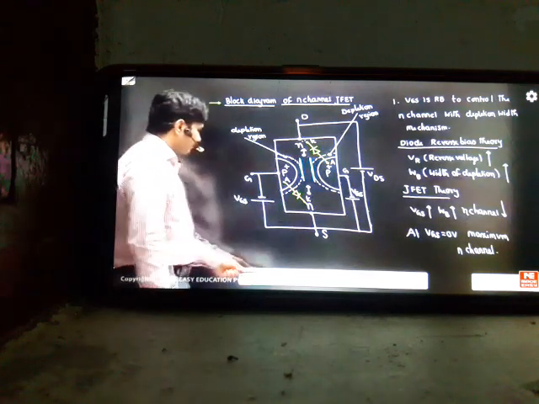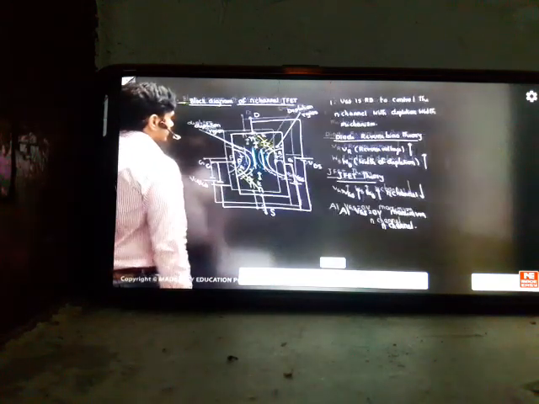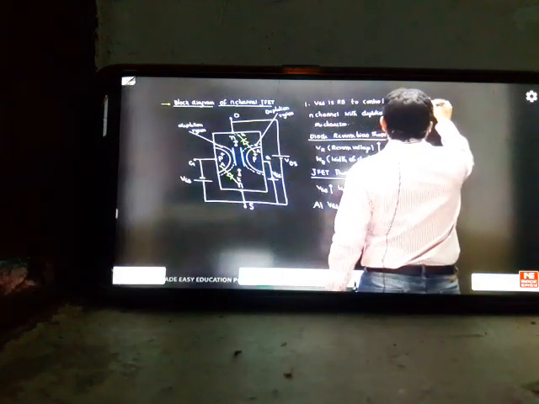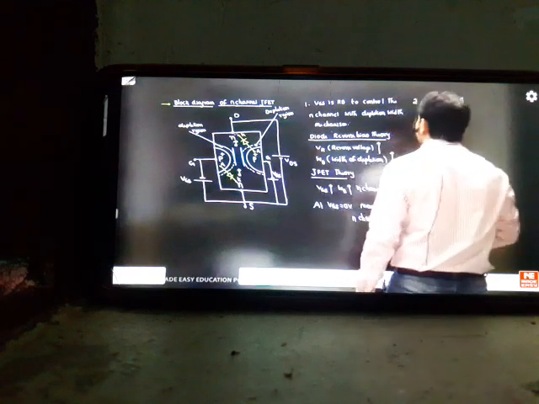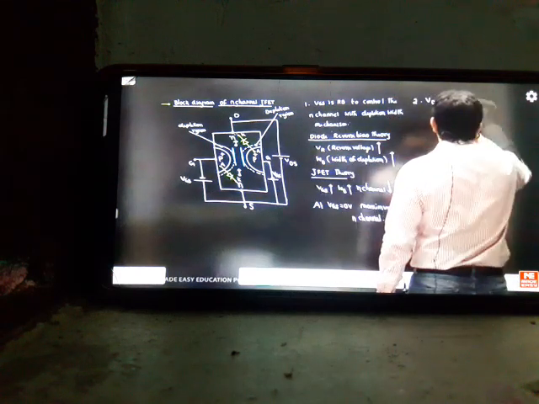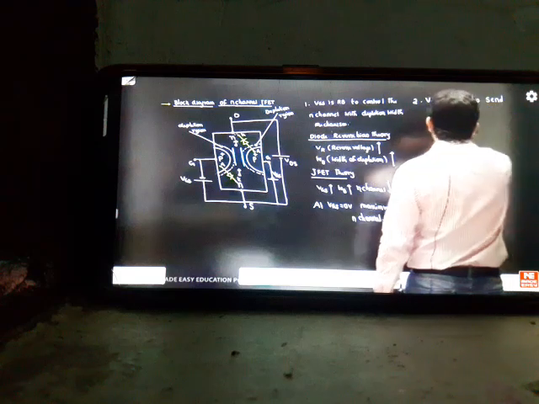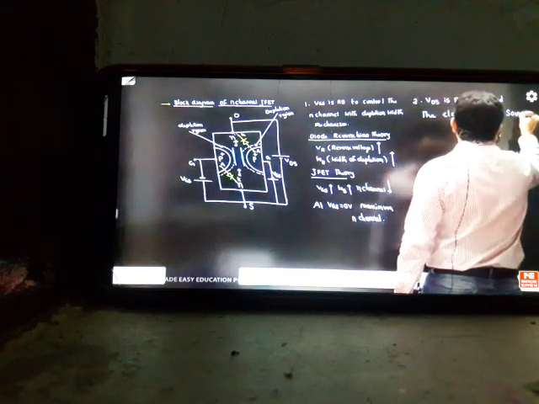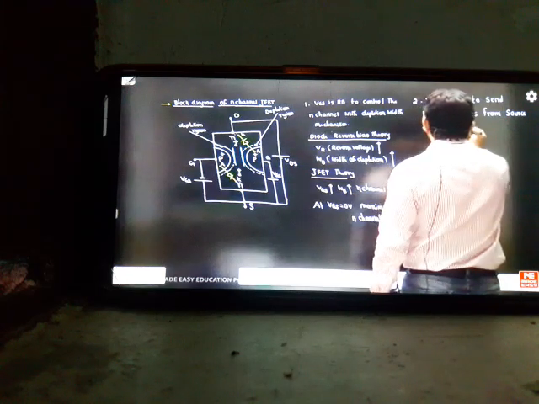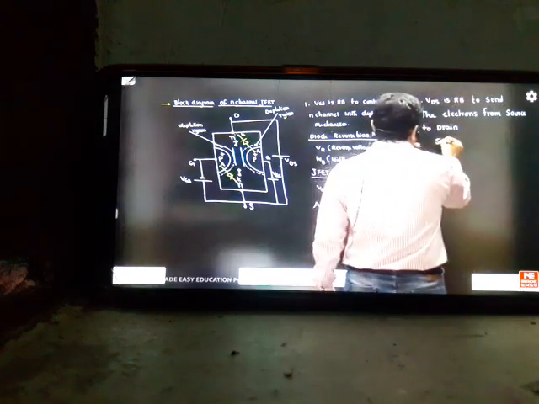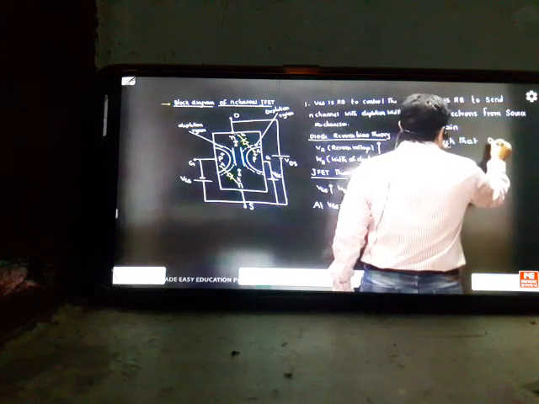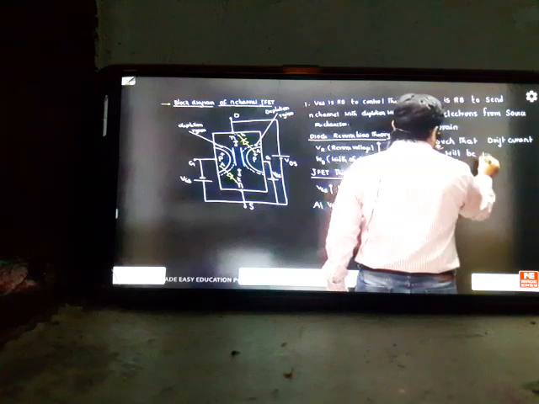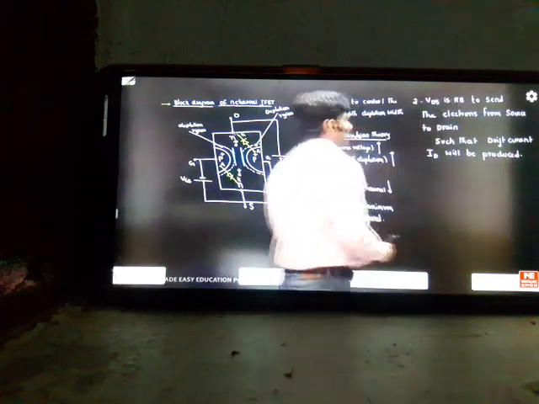So let us see the next point. Same slide, I'll explain the second point. Point number 2 here is: VDS is reverse bias. Why? This question will come to you. VDS is reverse bias to send the electrons from source to drain, such that drift current ID will be produced. So this is the concept of VDS.